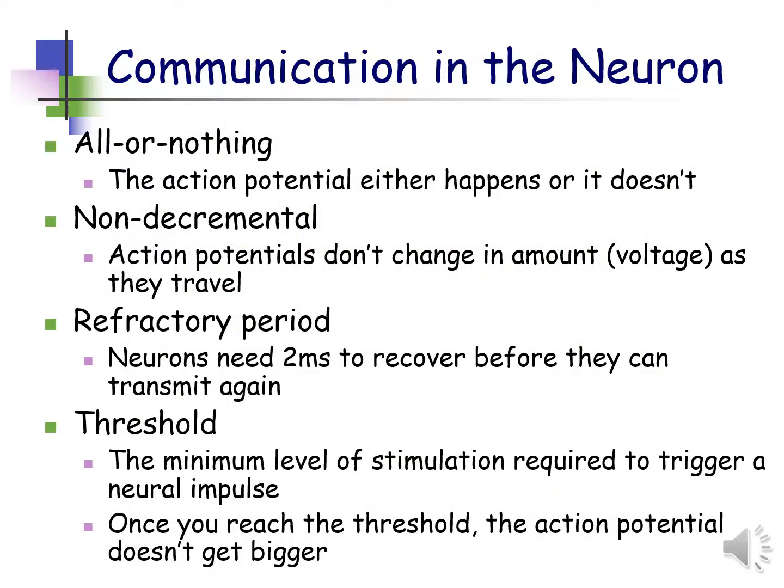Here are a few more characteristics of neurotransmission. Another thing is that it's all or nothing. The action potential either happens or it doesn't. It has to reach a certain intensity or it doesn't go, and once it goes, it goes. It's also non-decremental. Action potentials don't change in amount or voltage as they travel. There's just one unit that's acceptable that goes through. And there's a refractory period after, which I mentioned. Neurons need about 2 milliseconds to recover and rest before they can transmit again.